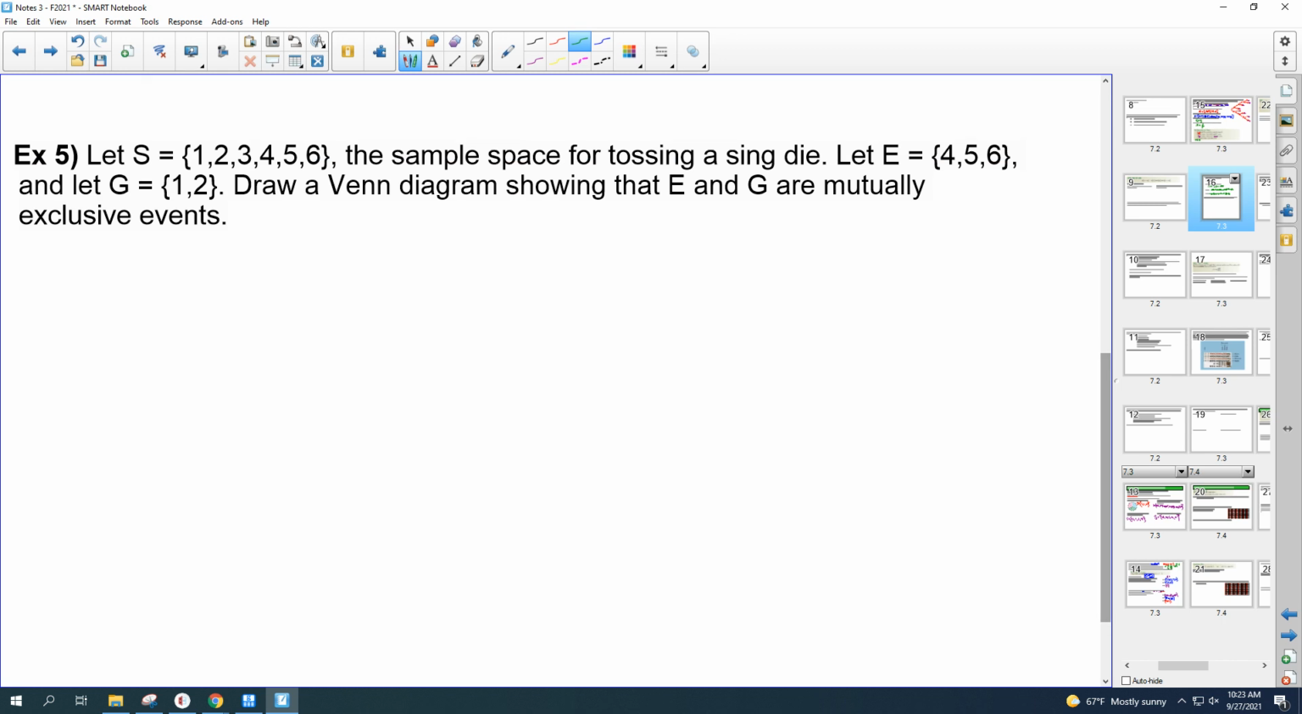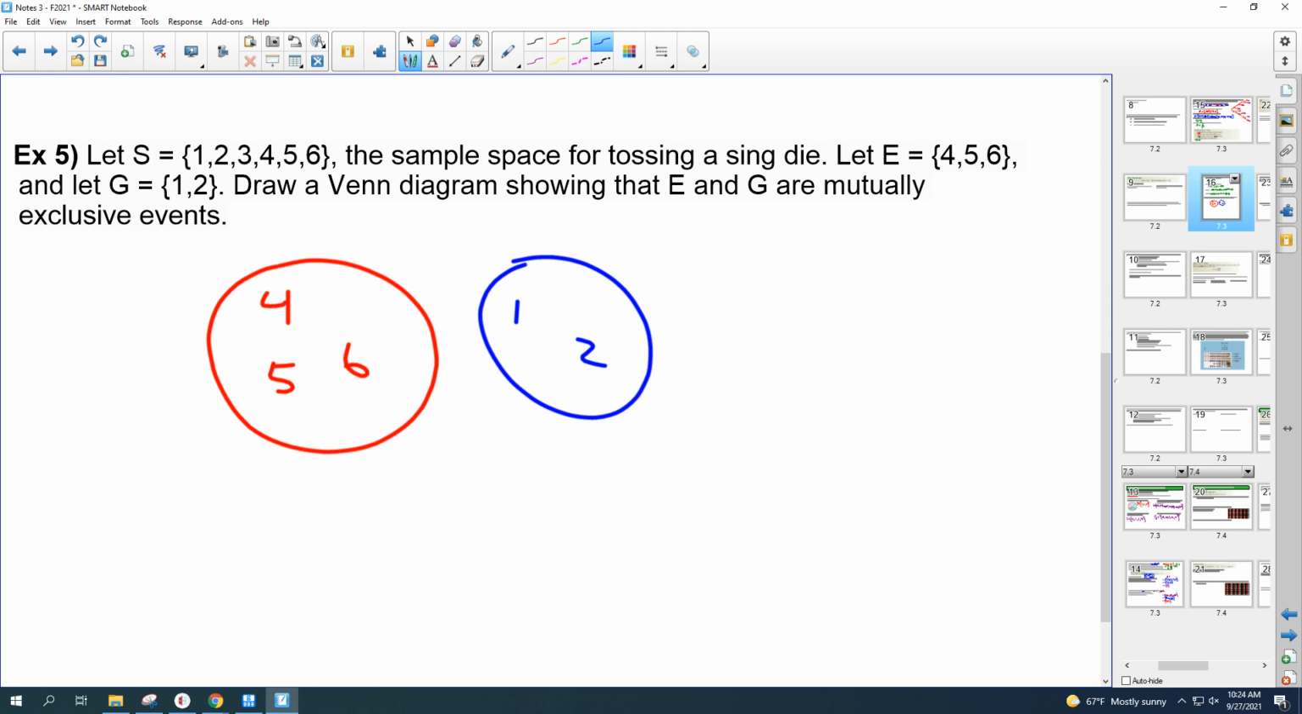Example 5. Let S equal 1, 2, 3, 4, 5, 6, the sample space for tossing a single die. Let E equal 4, 5, 6, and G equal 1 and 2. Draw a Venn diagram showing that E and G are mutually exclusive events. Okay. So E is the set 4, 5, and 6. We don't need commas there. G would be the set 1 and 2.